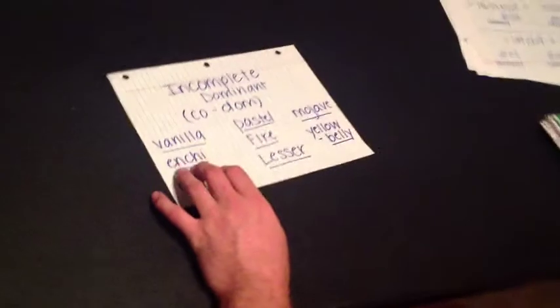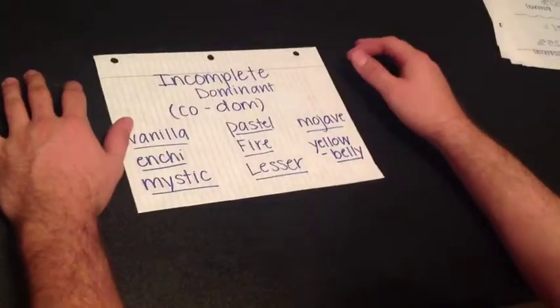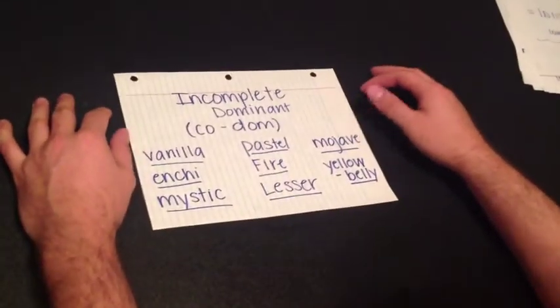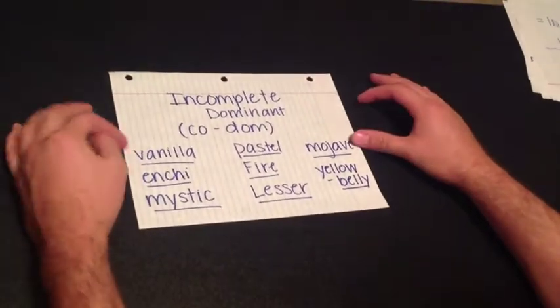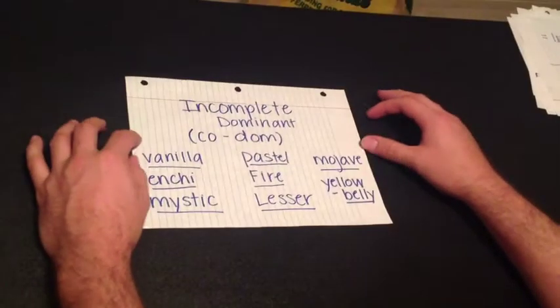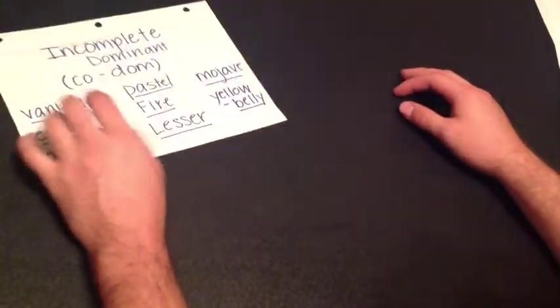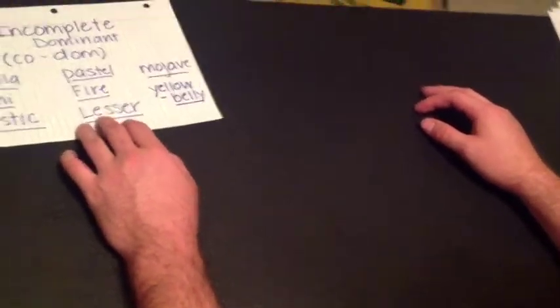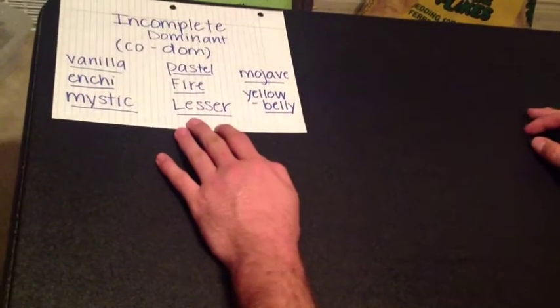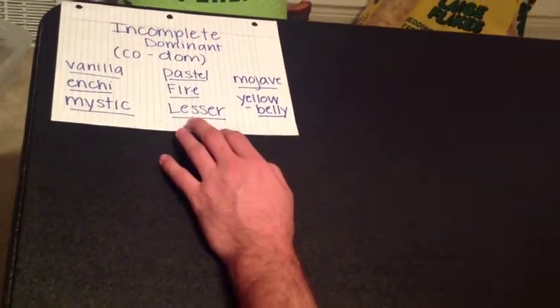First thing is incomplete dominant, also known as codominant. A few examples are vanilla, Enchi, Mystic, Pastel, Fire, Lesser, Mojave, Yellow Belly. Those are just a few. There's a whole lot of incomplete dominant genes with ball pythons. So I'm going to explain how this works.